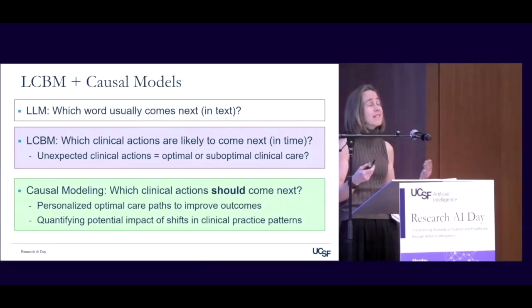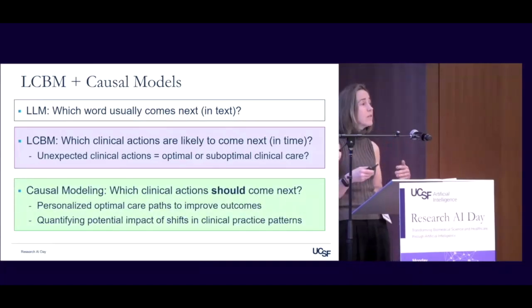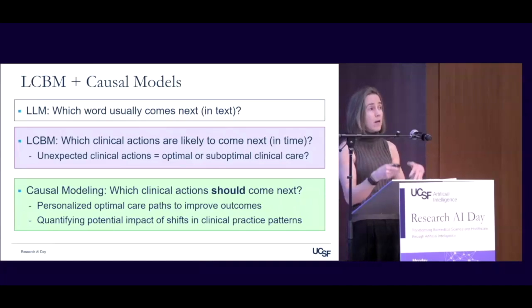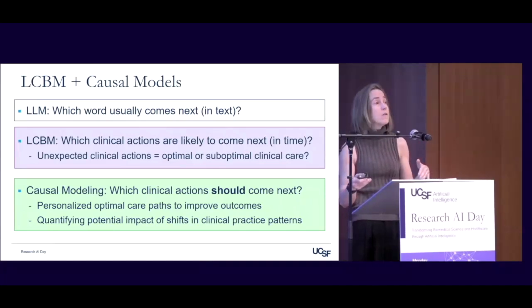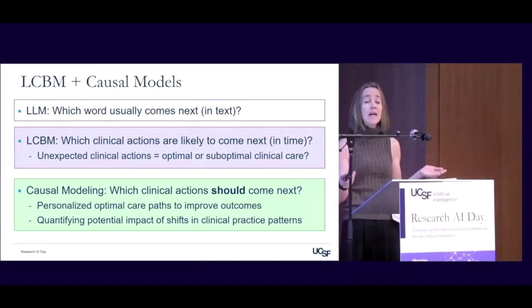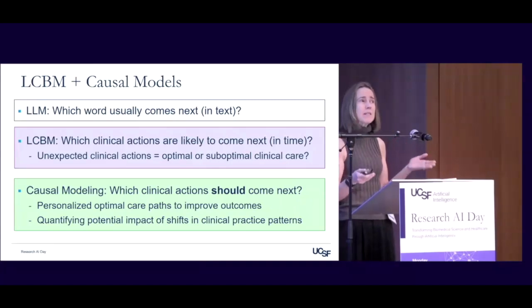That brings us to the role of causal modeling and the power of combining formal causal inference methods with this large clinical behavioral model. We're now going to go from asking which clinical actions are likely to come next in time to a much more, in some ways, interesting and impactful question: which clinical actions should come next?